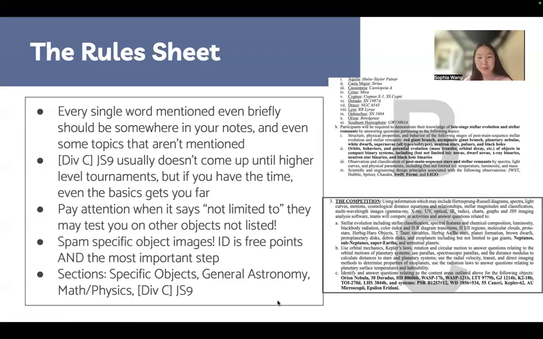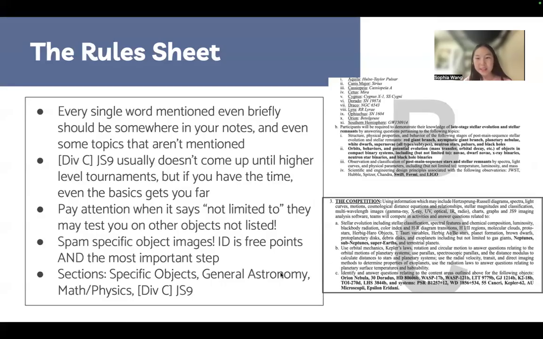Okay, next tip is to spam specific object images. ID is absolutely 3 points and the most important step, because if you can't identify it, you can't answer any of the questions about it. So you just need to have every single image of that object in existence in your notes. That's really important and not even that hard to do. You just Google it and put every related image on.